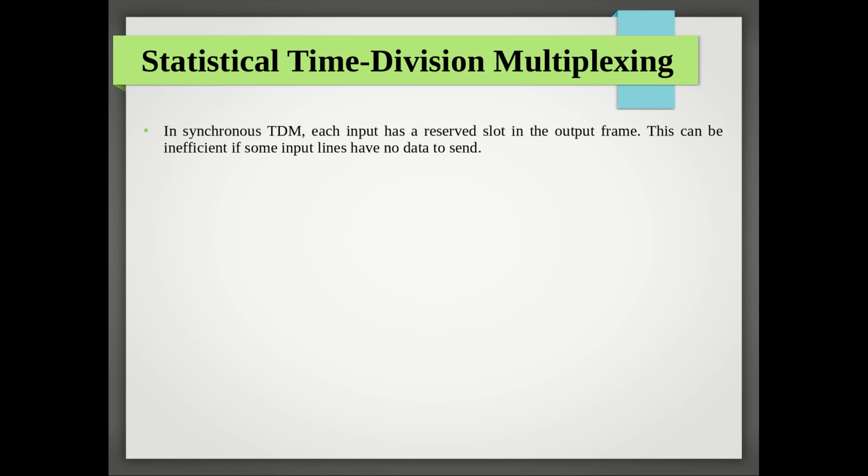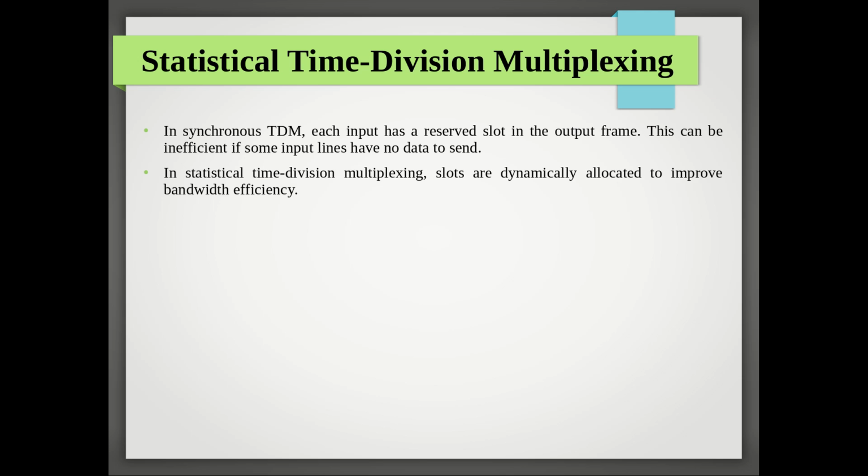So in synchronous TDM, each input has a reserved slot in the output frame, right? That is what makes it inefficient, because the slot is reserved. If the input line doesn't have any data to send, or it has discontinuous data coming, there is no continuous flow. In that case the slots may be empty in many cases, and that will lead to inefficiencies. This can be inefficient if some input lines have no data to send.